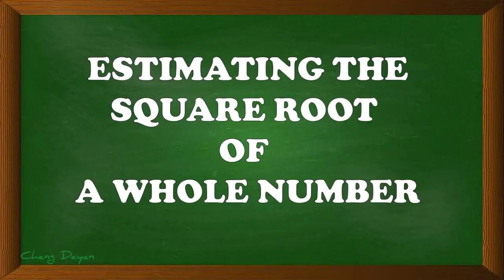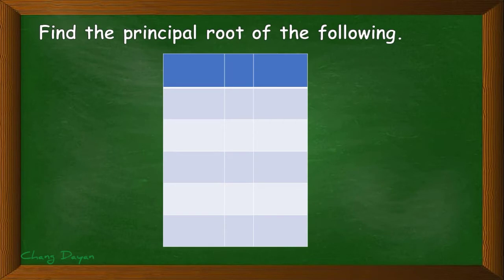Magandang araw! Pag-aaralan natin ngayon ay estimating the square root of a whole number. Find the principal root of the following. Kung matatandaan nyo, ang principal root ay laging positive square root number. Halimbawa, square root of 9 is 3. Iisip lang kayo ng number na kapag minultiply sa sarili, ang sagot ay ang given na radicand.